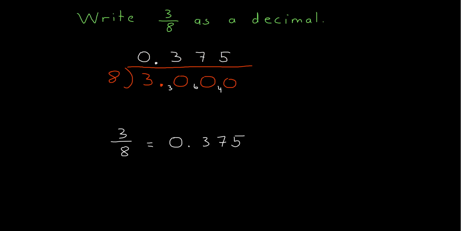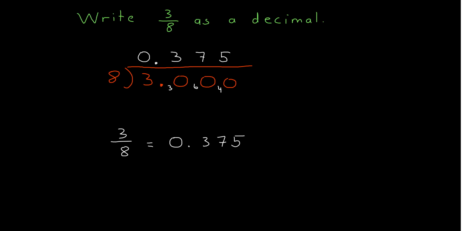0.375. And notice I've got my 3 1s here in the base of this division, and my decimal point here. So I've got this point here and this point here. I'm going to line them up vertically, okay, so they're aligned. And I now know that 3/8 equals 0.375.